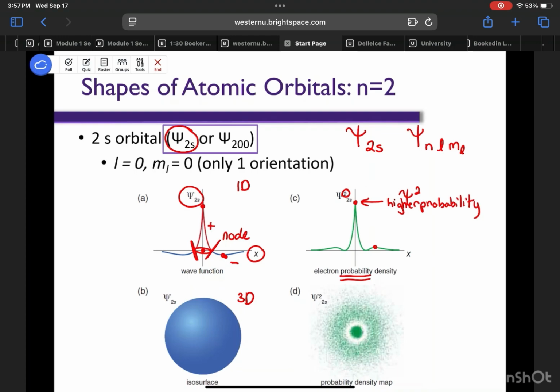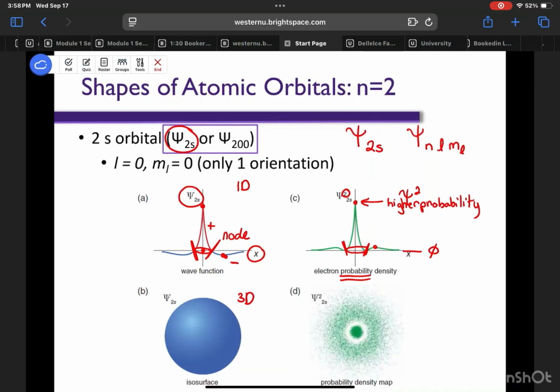And right here is 0 probability. Closest to the center where the nucleus is, the electrons are hanging out closer to the nucleus. As we go out farther, we're less likely to find them there. And we can see that we cross the 0 line here again. So that is where the node is, and it's a spherical node.